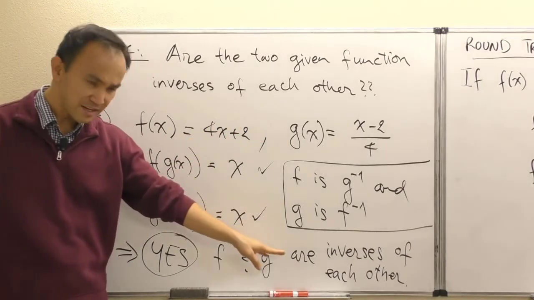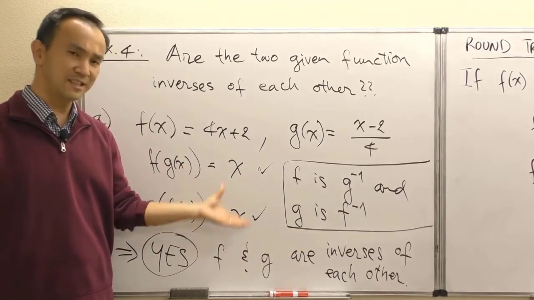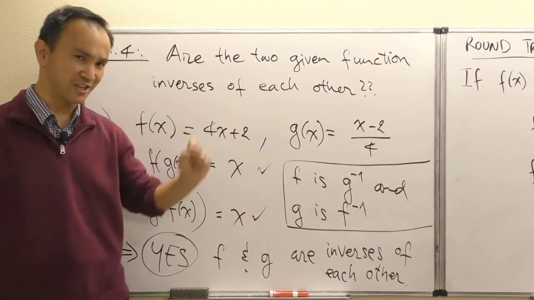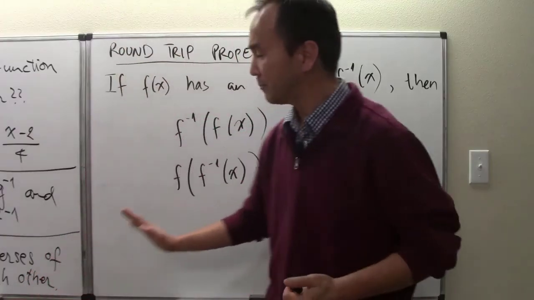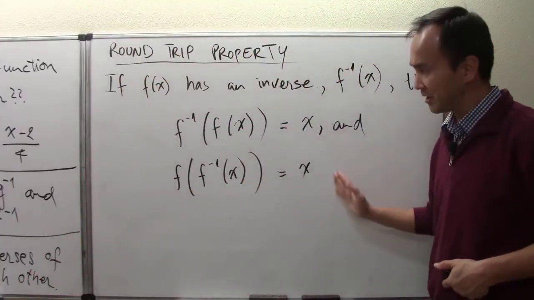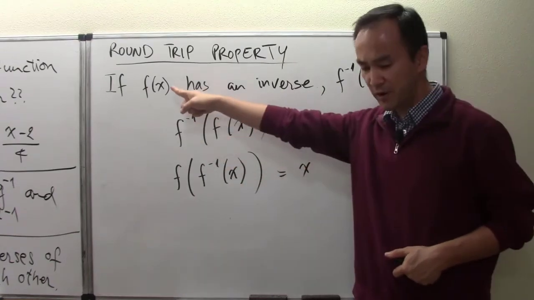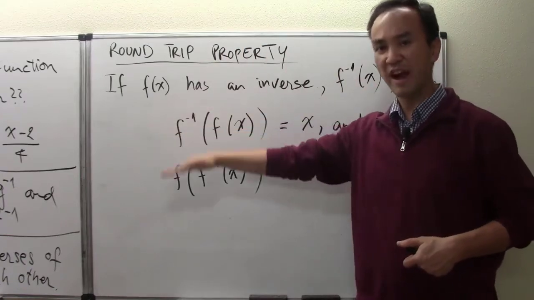I mean, we already made that conclusion here, but I just want to point out that the logic of this problem so far is the opposite logic of our round-trip property. Because in the way it's stated here, it's only said that if we knew these two being inverses, then we will have these.